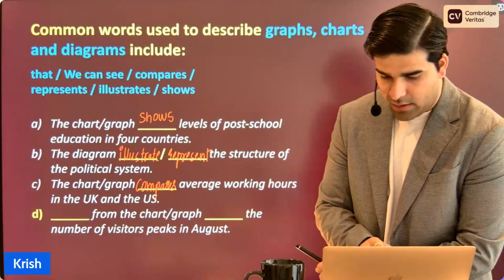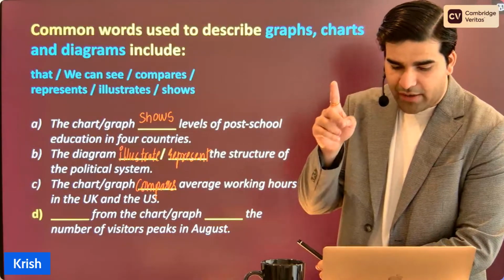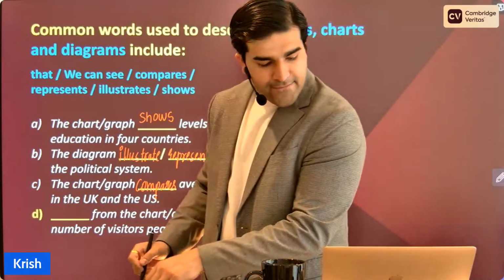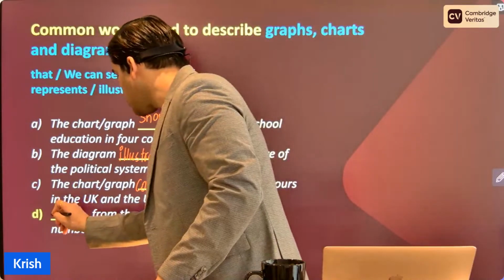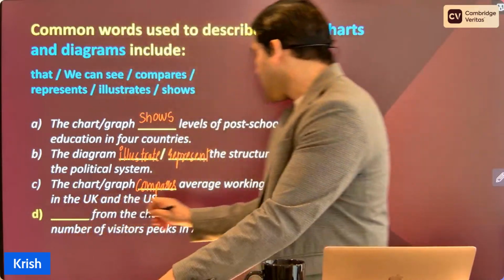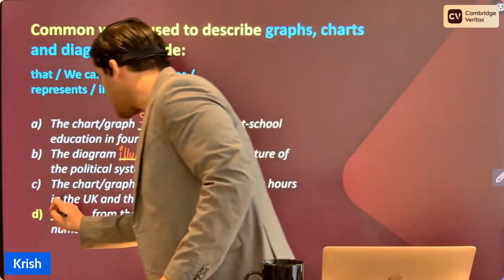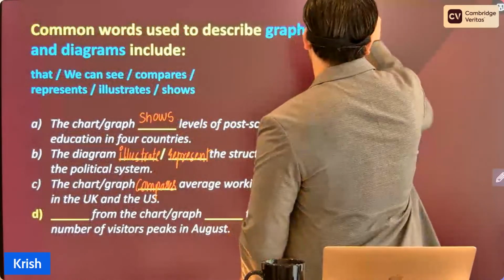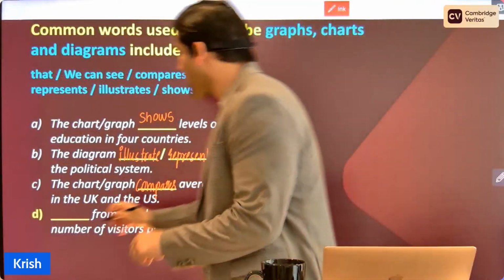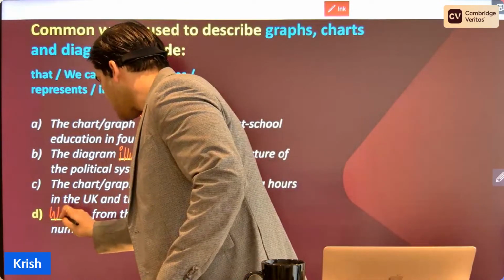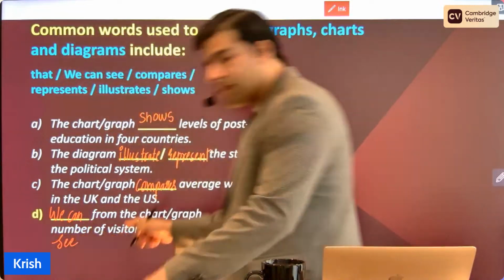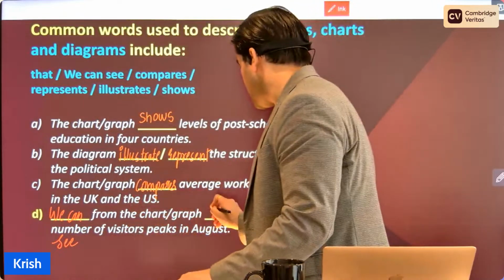We can see and that. Thank you, Nagashri. Very good, Priya. Vicky, Nana. Lovely. Here we go. So we can see from the chart or graph that, yes. So it would be, sorry about that. We can see. You're able to see? Yes. That.